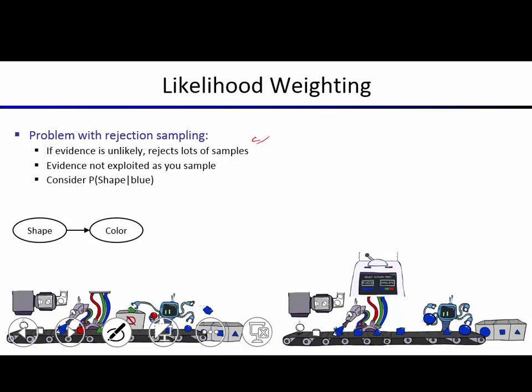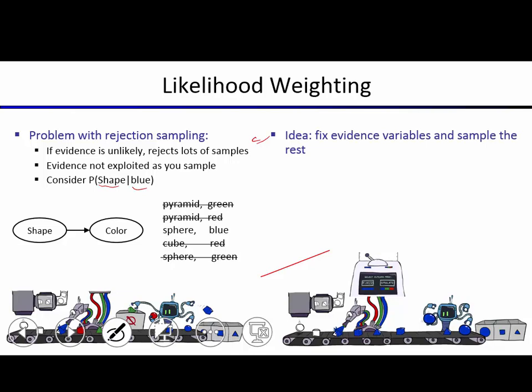Okay, so let's look at a simple distribution here. We're interested in the query, what's the probability distribution for shape, given that we know the color of the shape that we produced is blue. Rejection sampling will just generate samples, and then every now and then it'll happen to be blue, and that sample is useful. In likelihood weighting, we actually fix the evidence variables and only sample the other variables. So this is very different from what we've done so far.